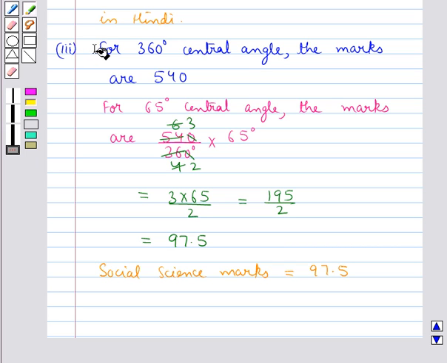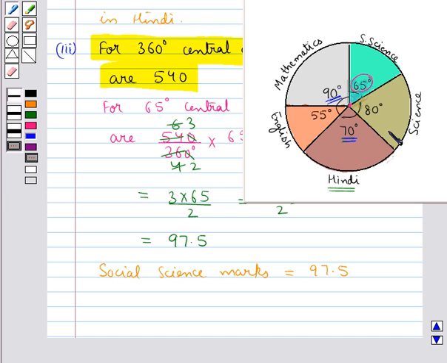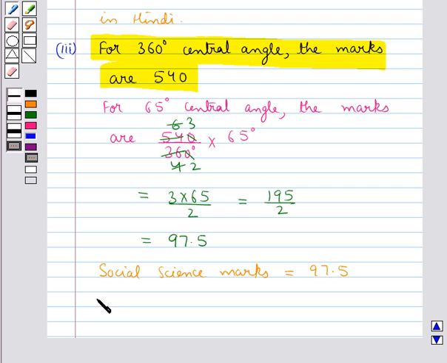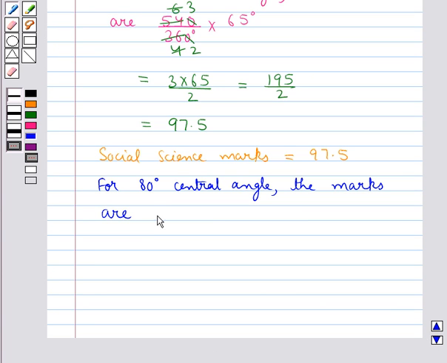We know the fact that for 360 degrees central angle, the marks are 540. As you can see in the pie chart that the central angle for science subject is 80 degrees. So we say that for 80 degrees central angle, the marks are 540 upon 360 degrees multiplied by 80 degrees.